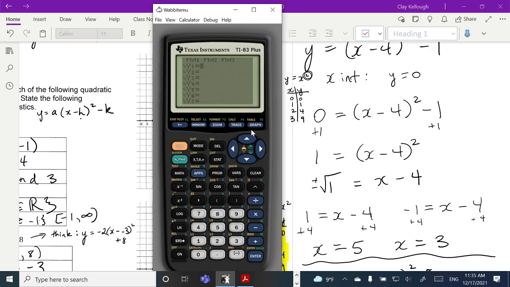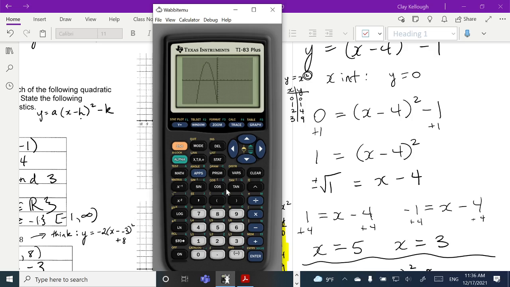Now, careful. I'll just do the second one. Careful. The graphing calculator says there's a difference between minus and subtract. So I want -2, open a bracket, x plus 3, close bracket, squared is this button here, x squared, plus 8. And then when you hit graph, assuming you have the regular window, there it is.